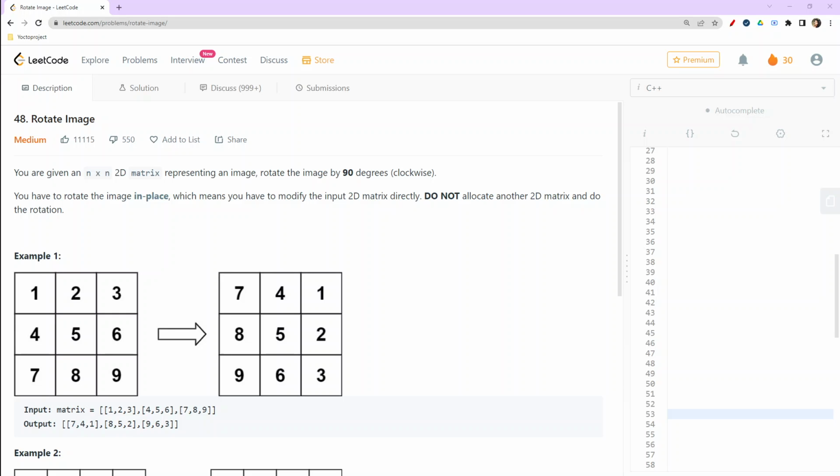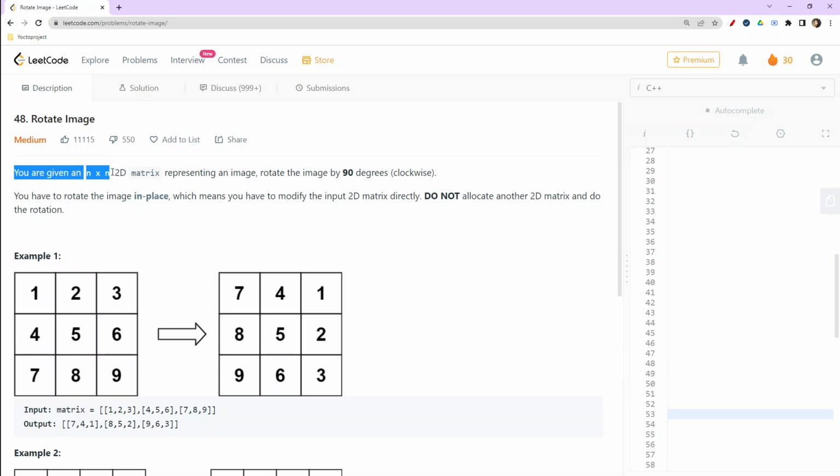Hello everyone. So today we are going to do the Leetcode daily challenge, Rotate Image. This is a medium level question, and before going to the question, let's read out the question statement and then the constraints, and accordingly we'll come up with the solution. So now let's get started.